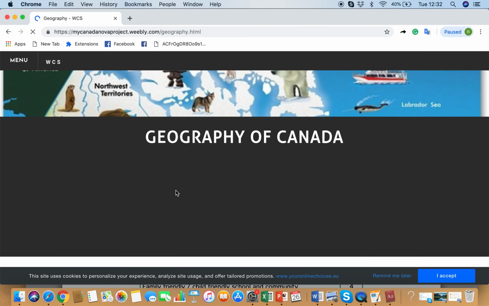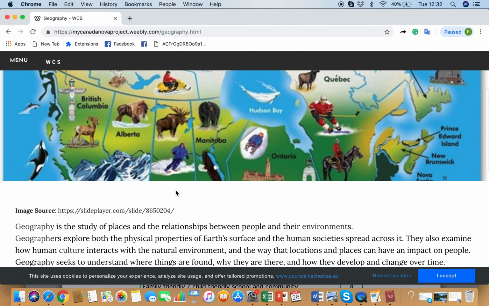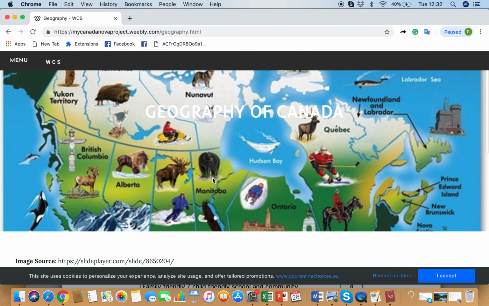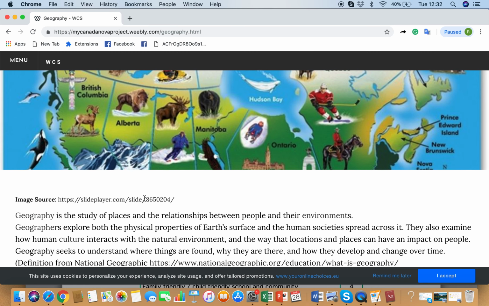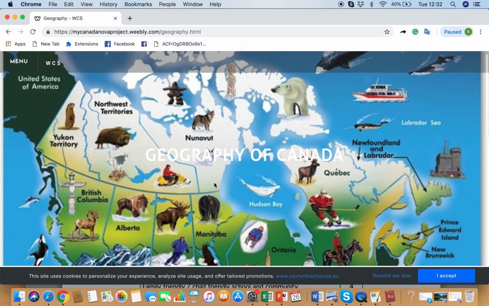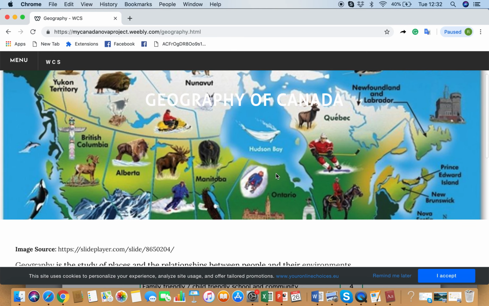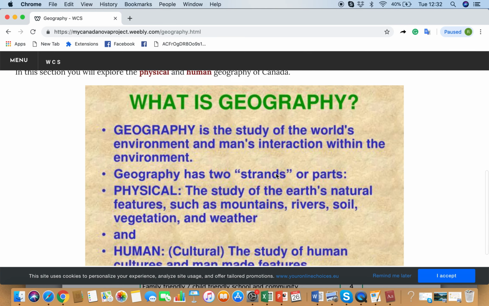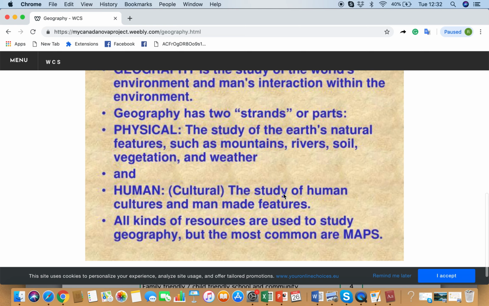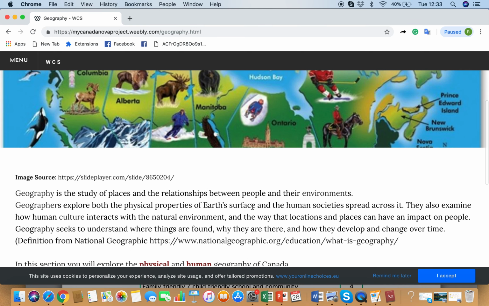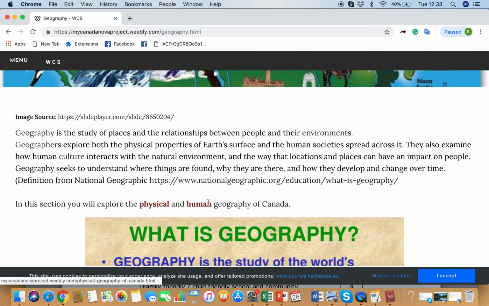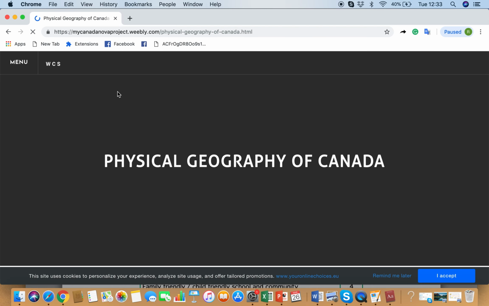In here, you will see that one of the important areas that you must have is geography. I found an image, which is cited here, that shows some of the caricatures of the geography of Canada, a definition, an image of what geography is. And there are 2 links here that I embedded. And so then we can go to the physical geography, which is also on the menu.